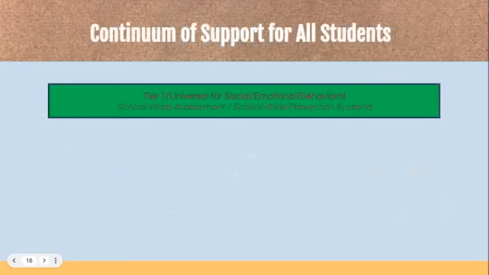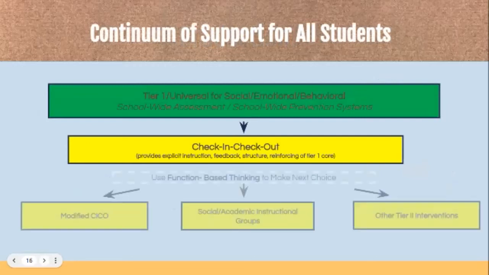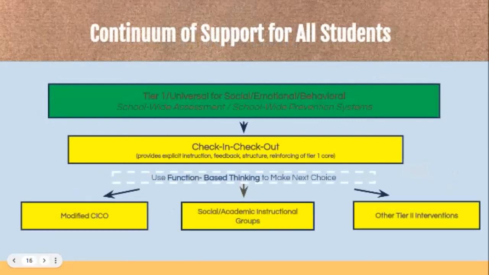When Tier 1 is not enough, we layer on additional interventions such as check-in, check-out. And if a behavior still does not improve, we know that increased Tier 2 support might include modified check-in, check-out, other Tier 2 interventions at your school, or social academic instructional groups.